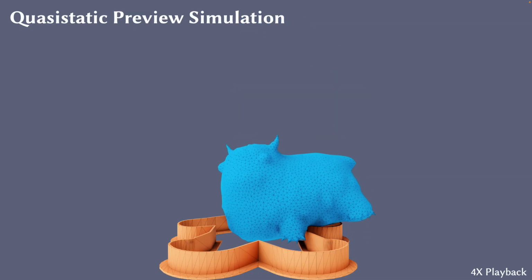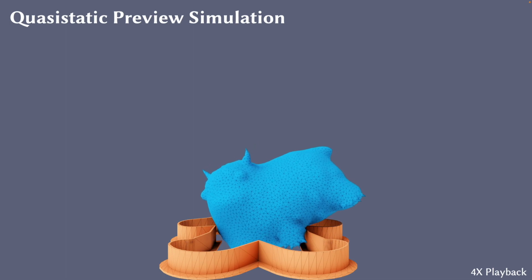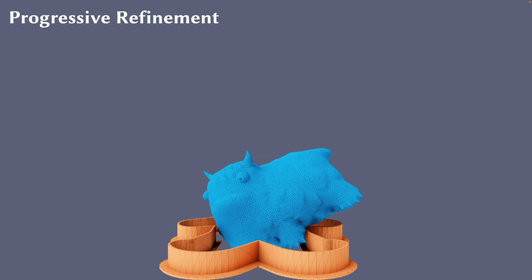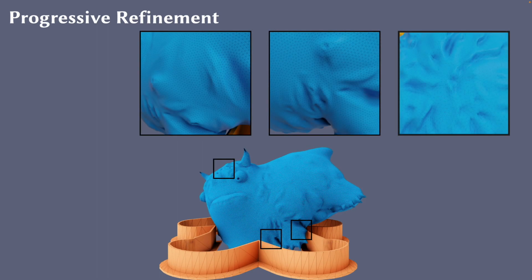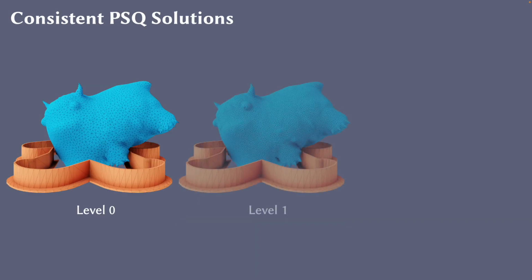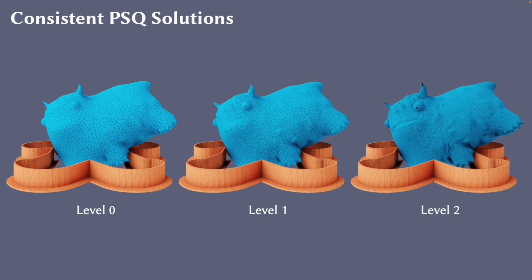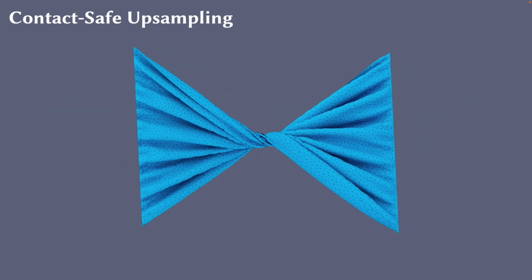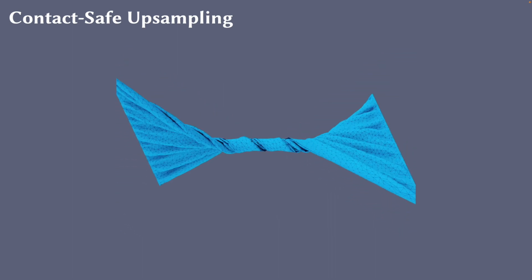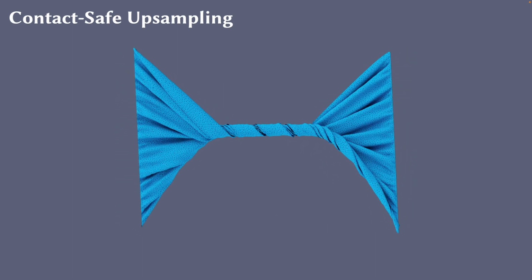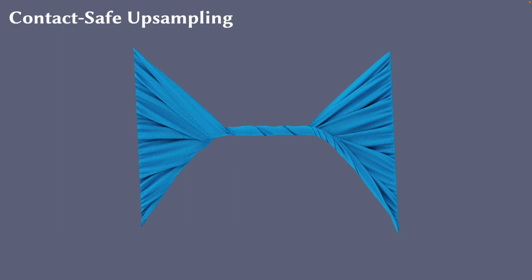For instance, in this balloon inflation example, the quasi-static simulation first runs at a coarse scale to provide the user with a preview. Once it converges, it automatically refines all the way to the finest level, with fine-scale simulation details being progressively added, while the converged solution at each level remains consistent along the way. Meanwhile, we also propose a context-safe upsampling mechanism to enable safe spatial refinement under extremely large deformation and frictional contact.